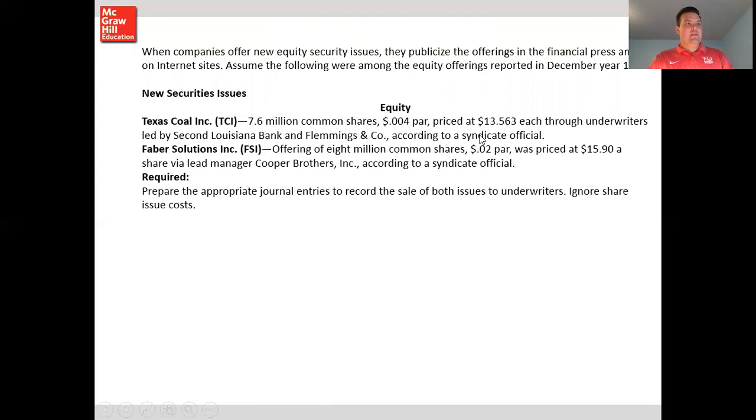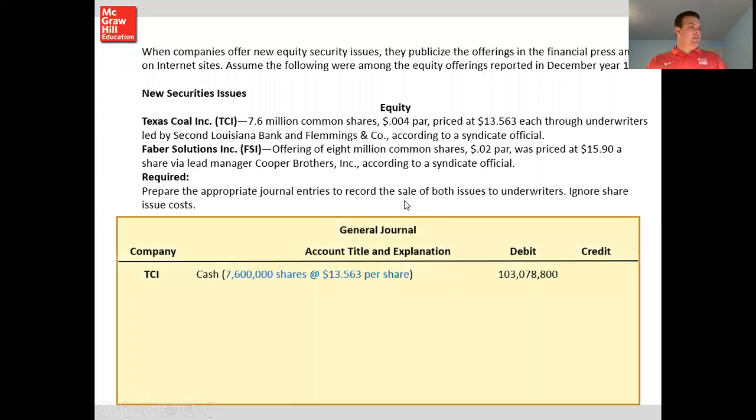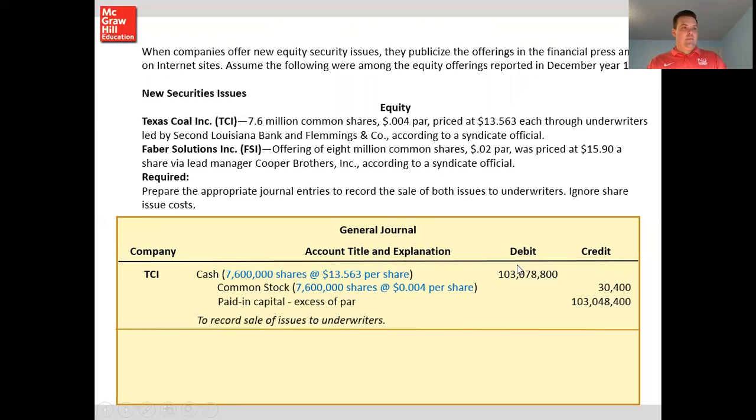Same thing here. 8 million times 0.02 is going to be my credit to common stock. I know I did that out of order, sorry. 8 million times 1590 is my cash. 8 million times 0.02 is my common stock. And then the difference between those two numbers is my paid-in capital in excess of par. So there we go. 7.6 million times the 15.563, like I said. 7.6 million times the 0.004 per share to get my credit to common stock. It's always the par value. And then paid-in capital in excess is the difference between the two.